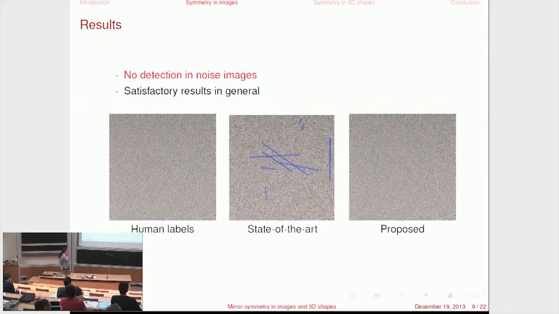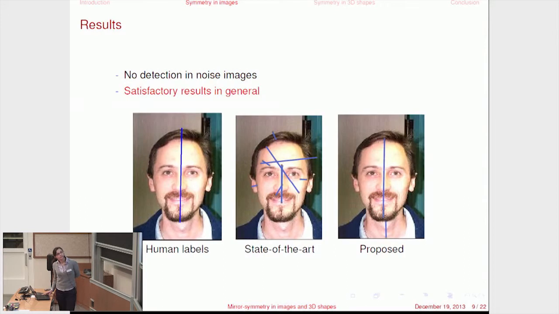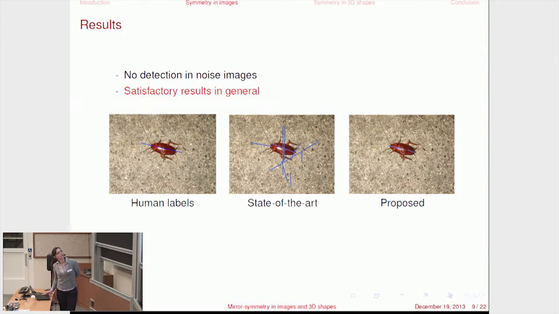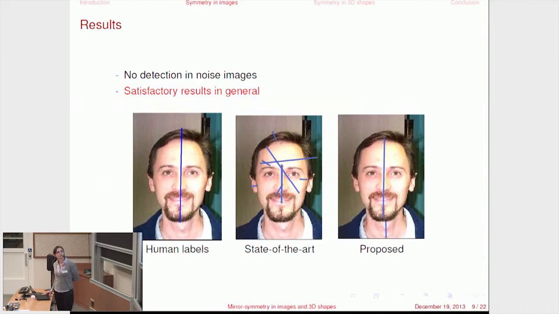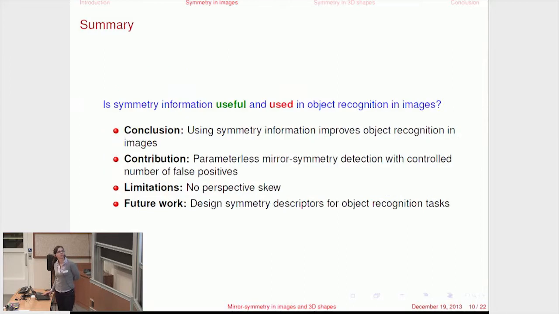Okay, so just to check our model, we first ran tests on noise images. We have no detection on noise images, whereas existing algorithms do report detections. And then other examples where our method successfully prunes out the false detections. Here we have multiple detections.